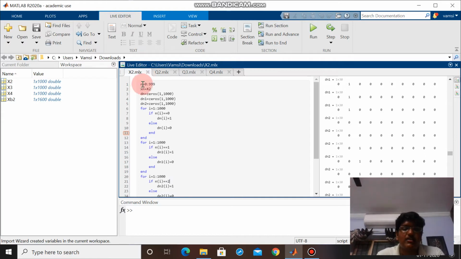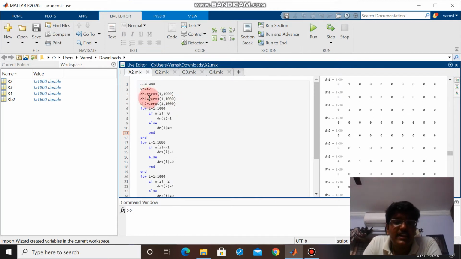As you can see, I have written n equal to 0 to 999. This means that n is a 1000 element row vector, and xn is given as input x2. So x2, x3, x4 and xp2 are the predefined input signals given to us.